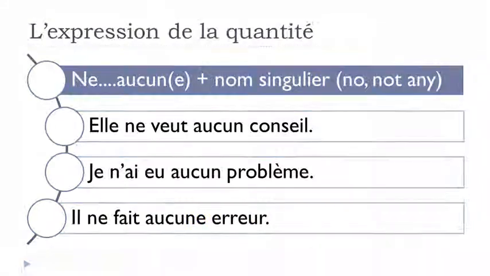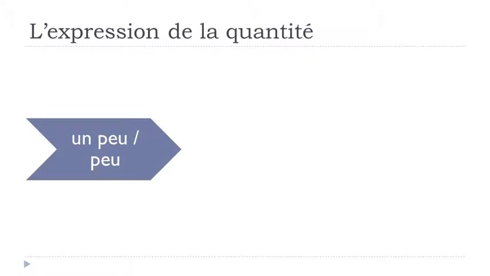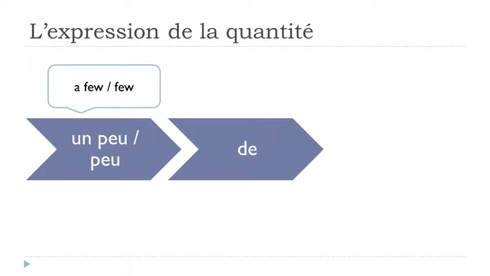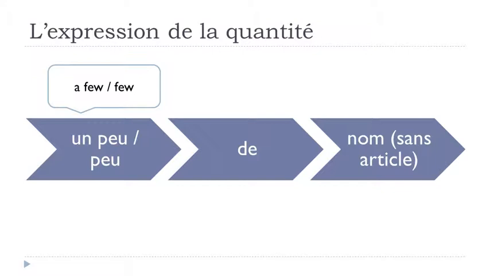Alright, so let's proceed now. Un peu, or peu, and it means a few or few, okay? So it's constructed with la préposition de, so you'll have to put this de after, and then you will have to put the noun without the article. Okay, so if you want to construct a sentence with a few or few, remember, un peu, or peu, then don't forget to put this de, and the noun without the article. Okay?